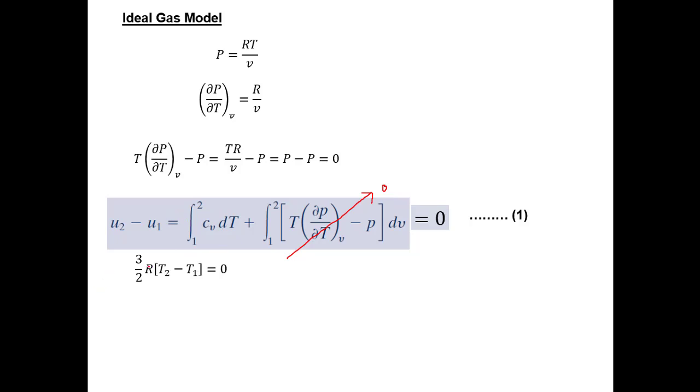So if we put those values, 3/2 R (T2 minus T1) is equal to 0. So that means there is no change of temperature. Delta T is equal to 0. So T1 is equal to T2. So it is an entirely different result just by changing the real gas to an ideal gas. So that's why the values that we calculate using the real gas are entirely different from the values we calculated using an ideal gas.